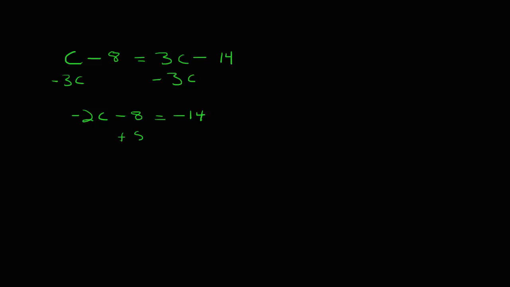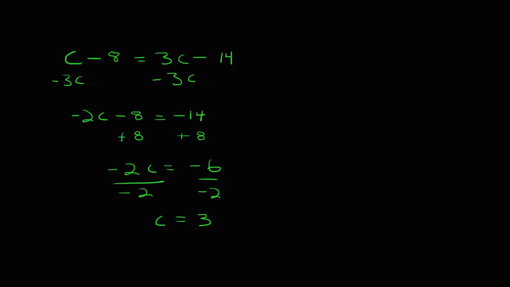Add 8 to both sides. Negative 2c is equal to negative 6. Divide both sides by negative 2. And we get c is equal to 3.